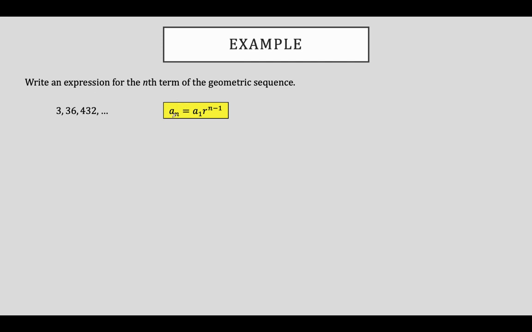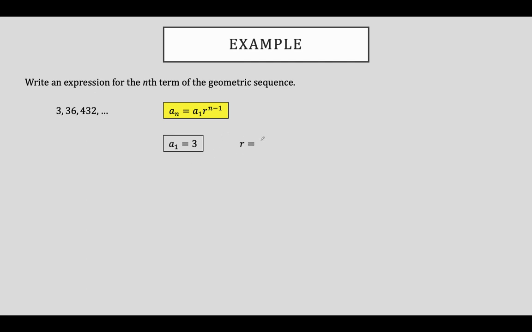a subscript n is our output. We want to keep a subscript n. So we need to find a1 and we need to know r. Well, the nice thing about this list is that we actually have a1. a1 is just the first term in the sequence, and the first term in the sequence is 3.